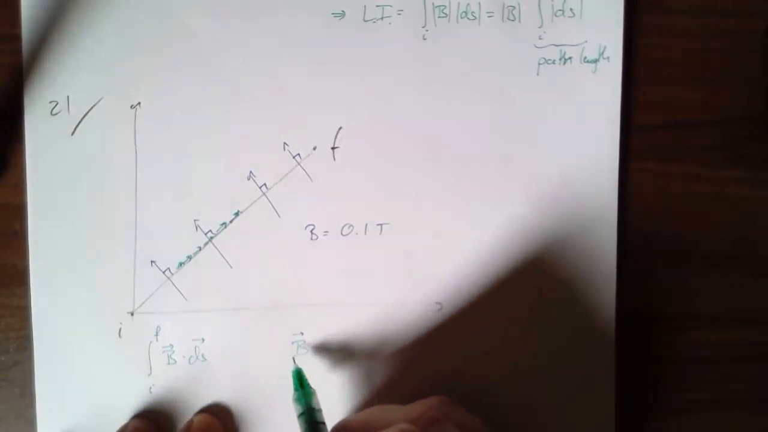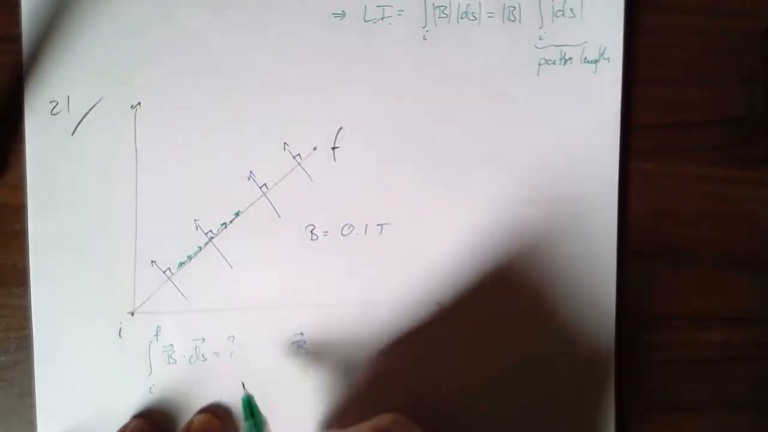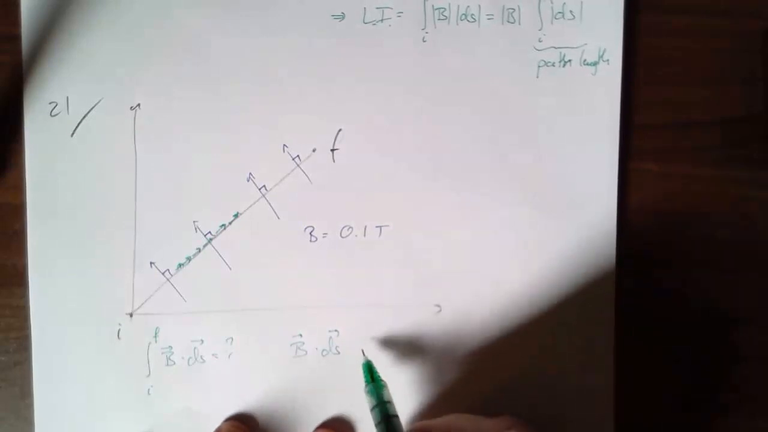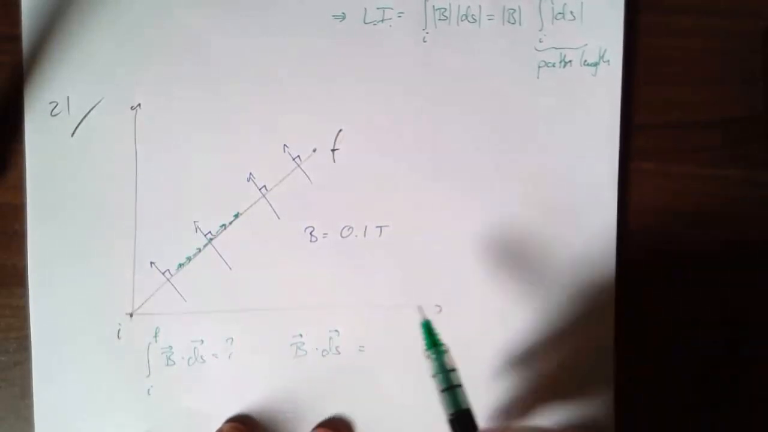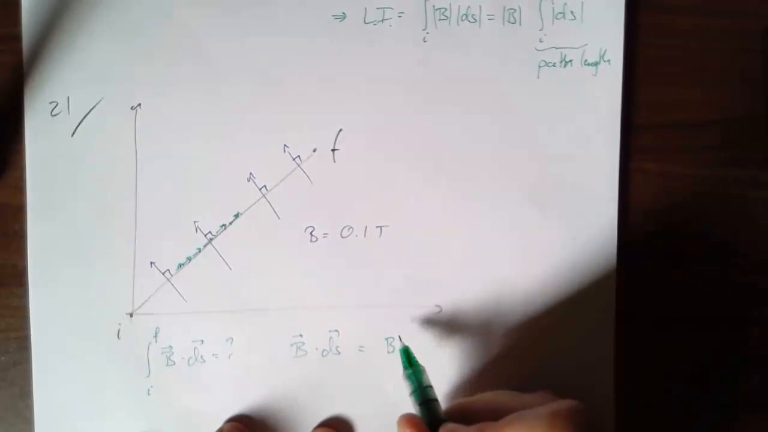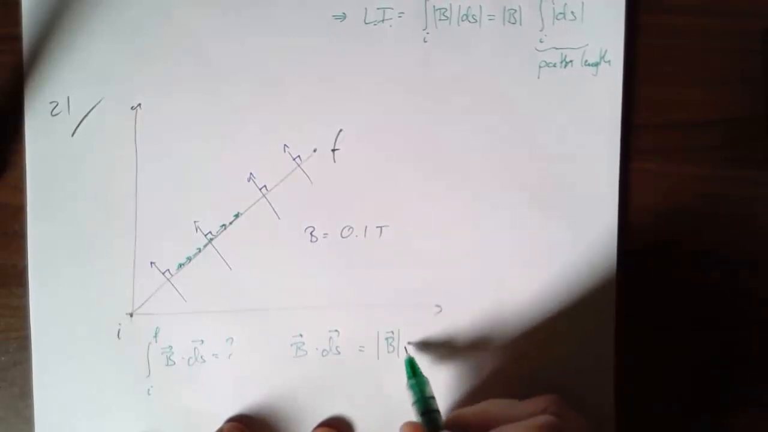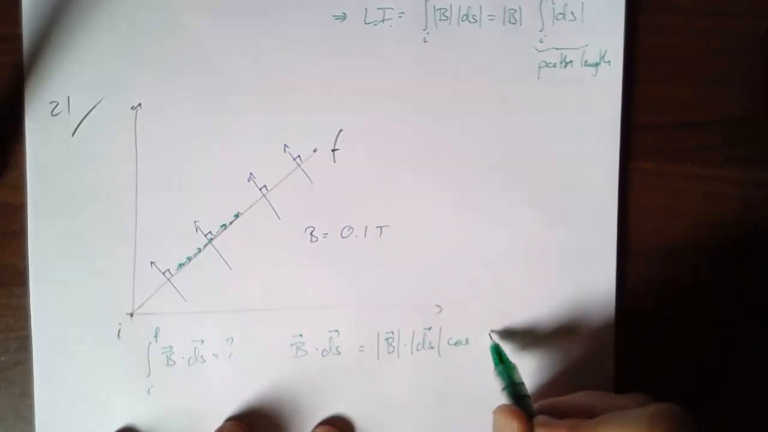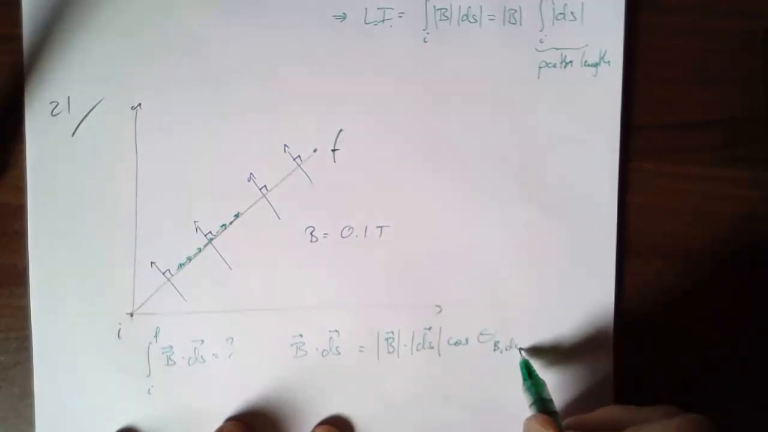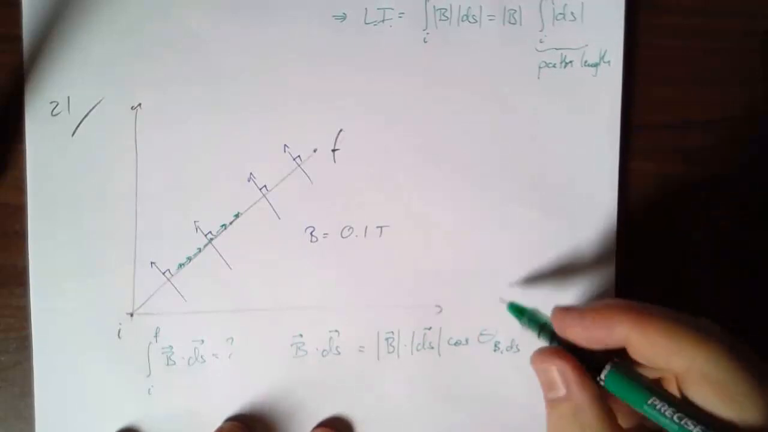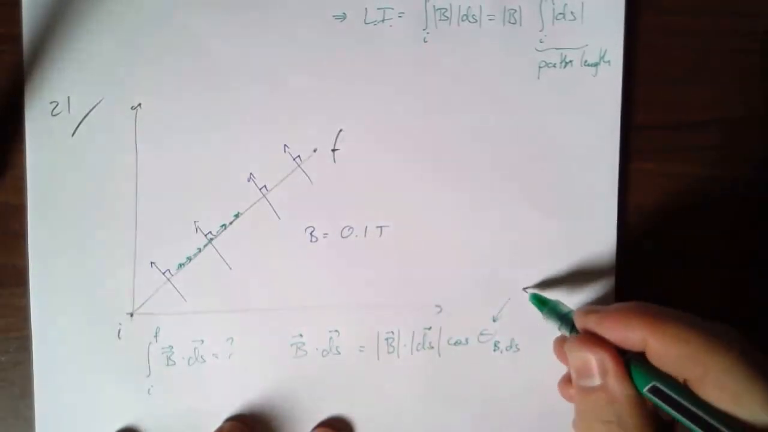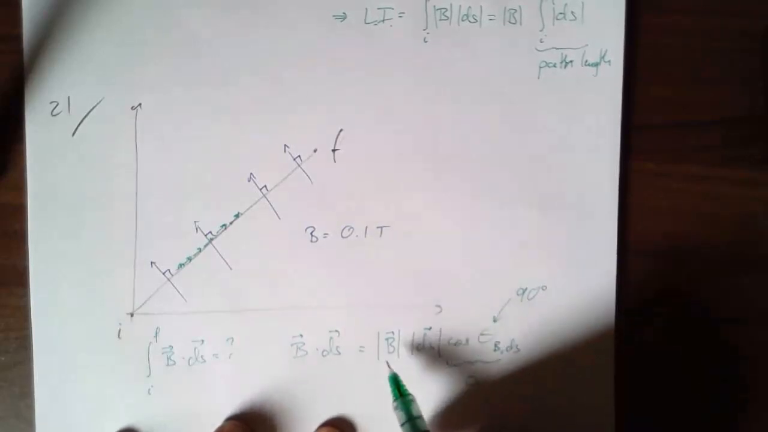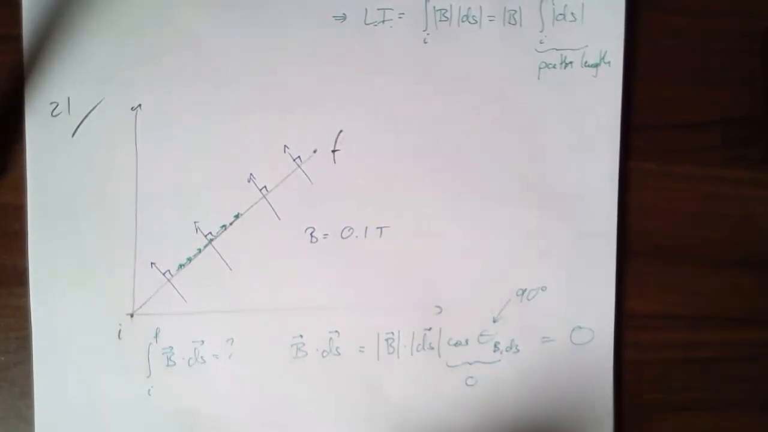So we're trying to figure out B dot ds for any one of them. Well, it's going to be the magnitude of B times the step length times the cosine of the angle between them, between the magnetic field and the step. Well, this is 90 degrees, right? That means this is 0. Well, now I don't care what those are, because the whole thing is just 0.